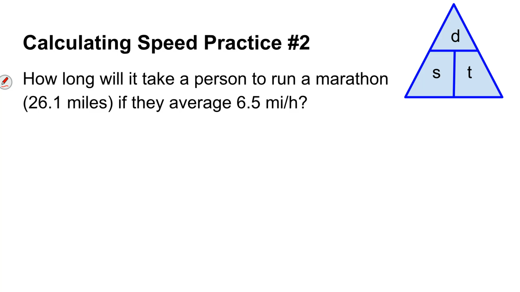How long will it take a person to run a marathon? 26 point, if let's change this to 2, it's actually 2 miles, if they average 6.5 miles per hour.